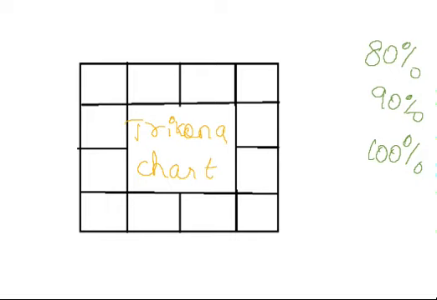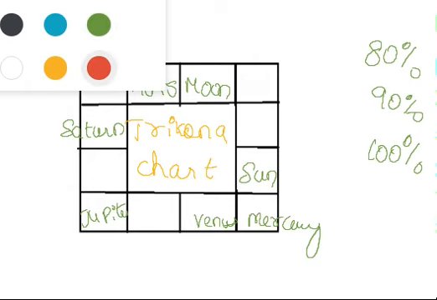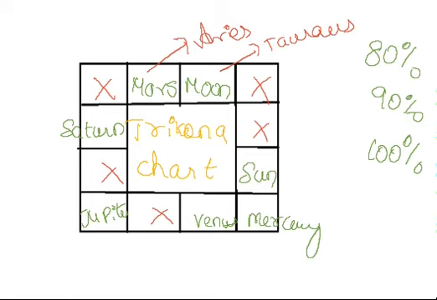Okay, so in the first house, Mars, here Moon, here Sun, Mercury, Venus, Jupiter, Saturn. So in all the remaining places, there are no planets. I will mark it so it will be a very clear picture for you. So in the first house, that is in Aries, Mars, in Taurus, Moon, here Sun, here Mercury, Venus, Jupiter, Saturn.